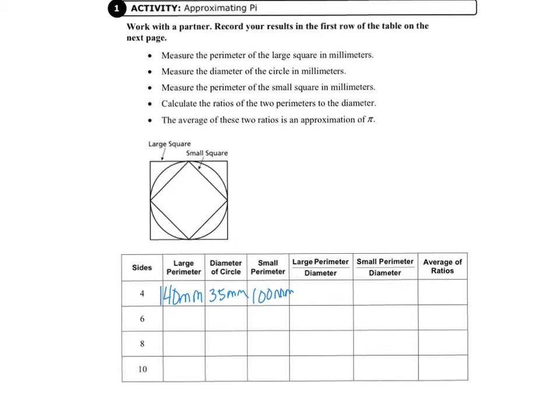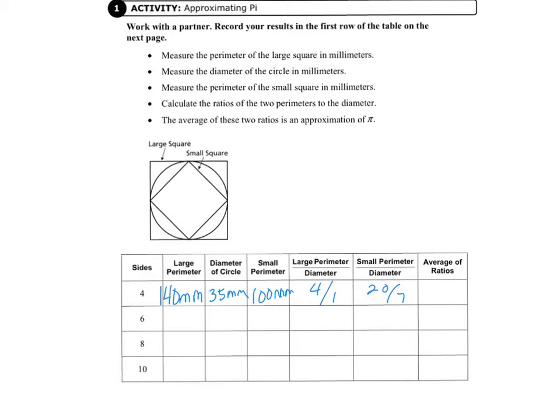And then we're going to calculate the ratios of the 2 perimeters to the diameter. So what that means is we take the large perimeter and we divide that by the diameter and we simplify, and that gives us 4/1. That's the ratio. And then the small perimeter divided by the diameter, simplified, gives us a ratio of 20/7. And then we average those 2 ratios.